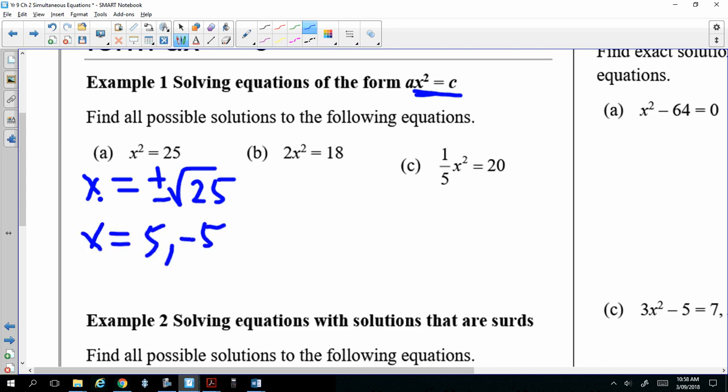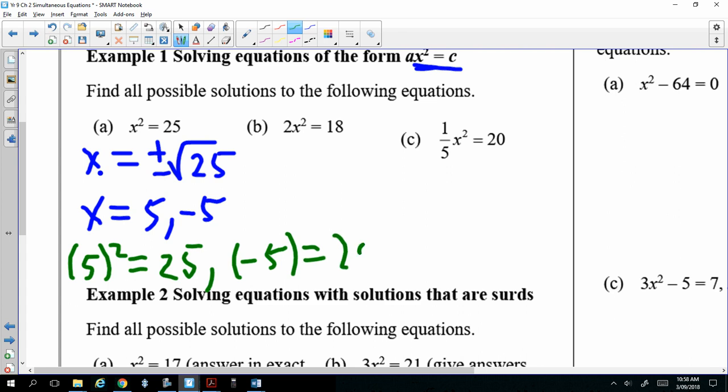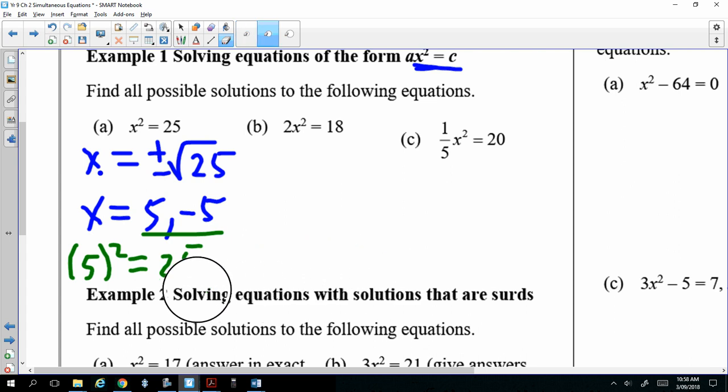So there's two answers to a quadratic equation. Does that make sense? No. Okay, let me explain again. Why are there two answers? If you square 5, what does it give you? 25. And if you square negative 5, what does that give you? Also 25. That's why you have two answers, because when you square a negative, you get a positive. Right, does that make sense? Plus or minus. Let's try the next one.